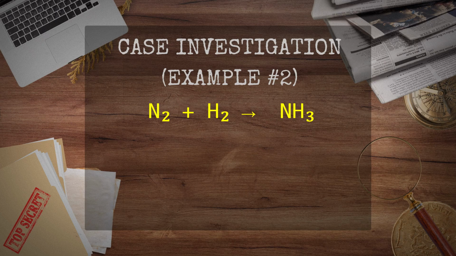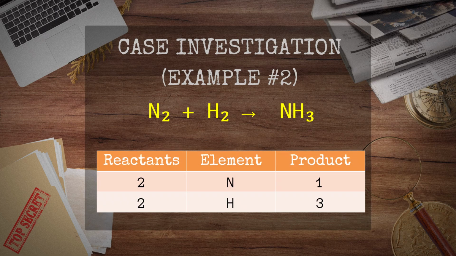Let's start with nitrogen. On the left, we have 2 nitrogen atoms. But on the right, we only have 1. So, we add a coefficient of 2 in front of NH sub 3. Now, nitrogen is balanced.